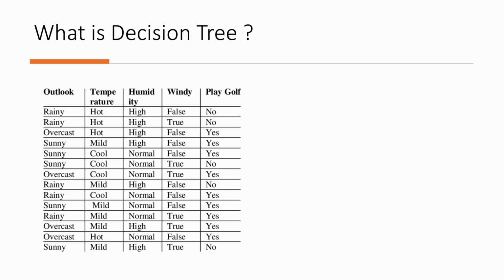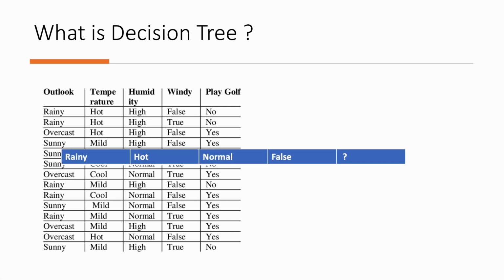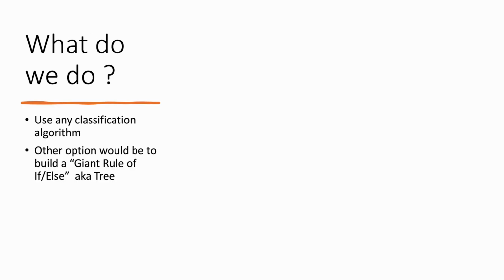Now, if somebody comes with a requirement, hey, can you give me a model which will give the prediction if the outlook is rainy, temperature is hot, humidity is normal, windy is false, whether somebody would like to play golf or not. Can we build a model? Of course we can. We can use any of the classification algorithms which we have learned till now. We can use logistic regression, we can use SVM, we can also use neural network for that matter and solve this issue, right? But there is another algorithm which is called decision tree, which is also very good, and we should also learn about it.